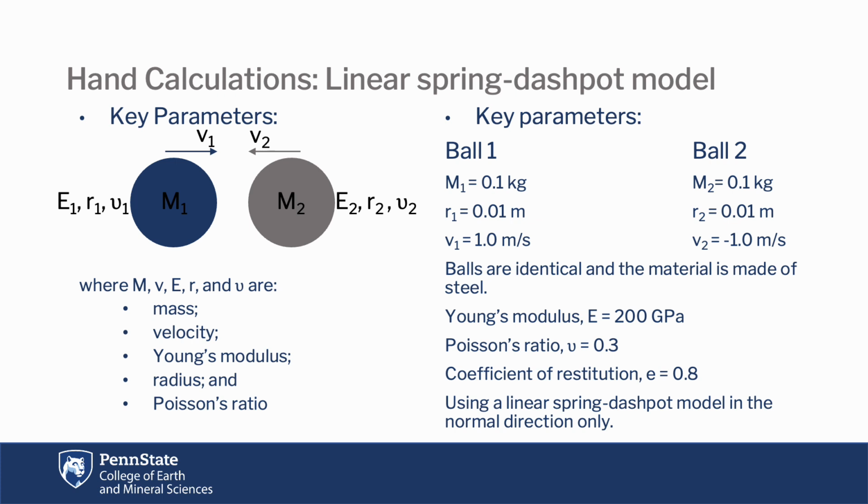For this case, as simple as possible, our balls are identical, which means they are of the same size, and of course the material is the same, made of steel. So our Young's modulus is 200 gigapascal, the Poisson's ratio is 0.3, and our coefficient of restitution is 0.8. We already know we're going to use the linear spring dashpot model, and we're not looking at the tangential force, we're only looking at the normal direction.